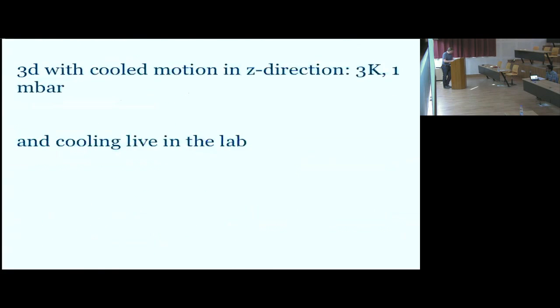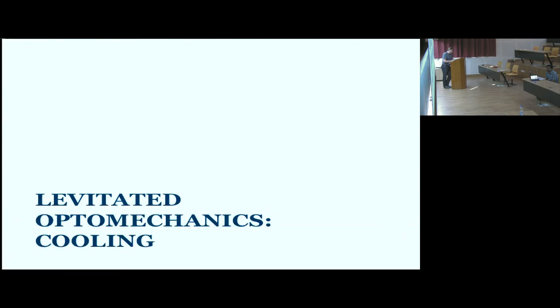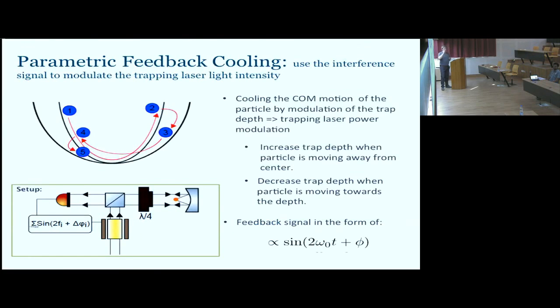So if I go back here now. The cooling here is done in a different way compared to the cavity. What you do here is so-called parametric feedback. The idea is simply that you modulate the trap stiffness, or the shape of the trapping potential, depending on the motion or the position of the particle.